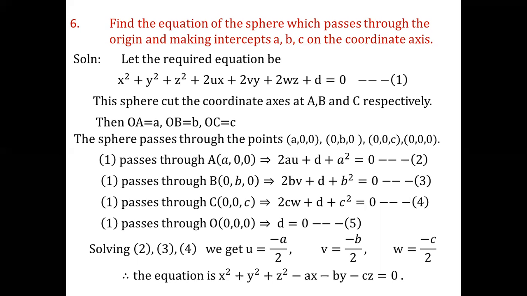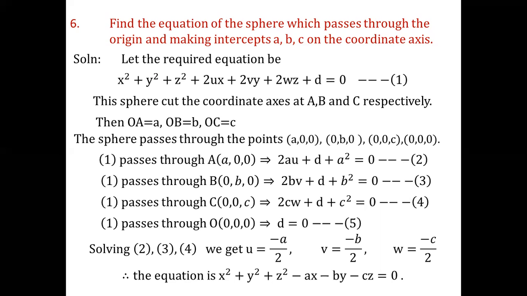Now again equation 1 passes through (0, 0, c). So substitute x, y, z of equation 1 as 0, 0, c. You are going to get 2cw plus d plus c square equal to 0, that is equation 4. And the last point (0, 0, 0), substituting x, y, z as 0, immediately we are going to get the value of d as 0, that is equation 5.